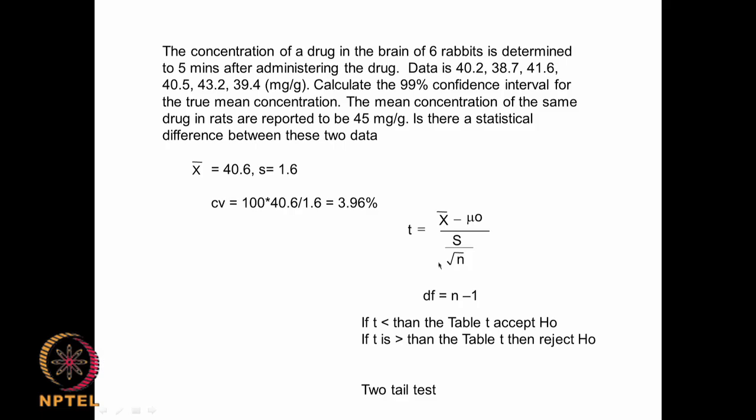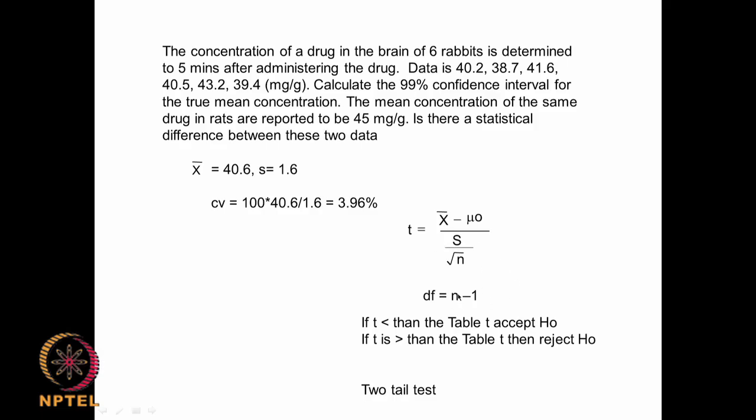If the calculated t is less than the table t, accept H naught. If t is greater than the table t, reject H naught. We are doing a two tail test because the question is in rats it is 45 milligram per gram. Is there a statistical difference between these two data? Okay, is there a statistical difference?